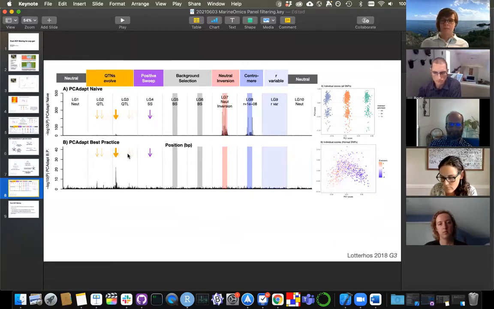So that's another thing that people who have inversions in their data set need to be aware of, filtering in this manner as well before you conduct these tests.